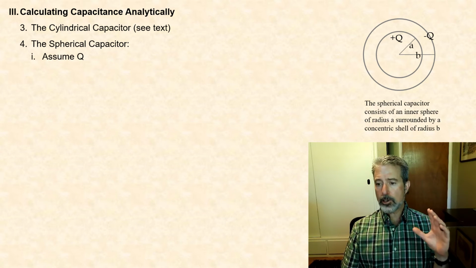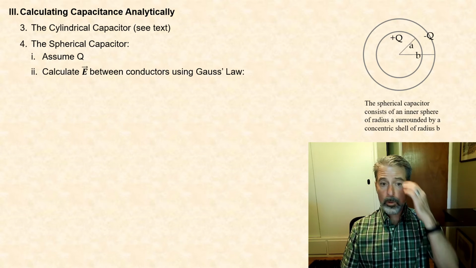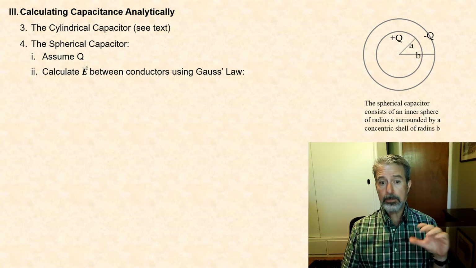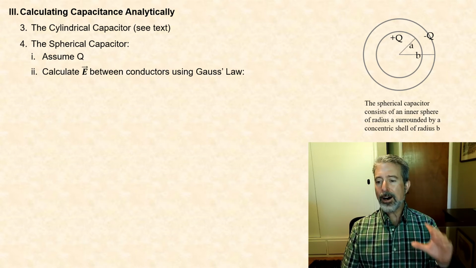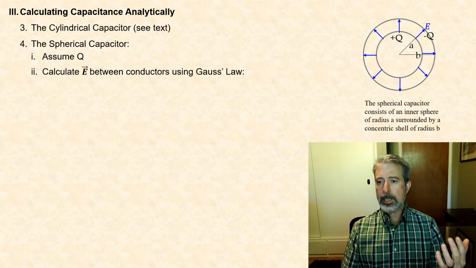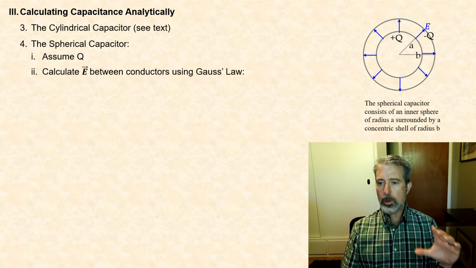We assume Q, we assume that we have equal and oppositely charged conductors. And in calculating the electric field between these conductors, we can use Gauss's law. Now, in this case, we're going to use a previous result. Let me show you what the field looks like. We looked at the case of what the electric field looks like for a spherically symmetric charge distribution. This is when we applied Gauss's law previously.